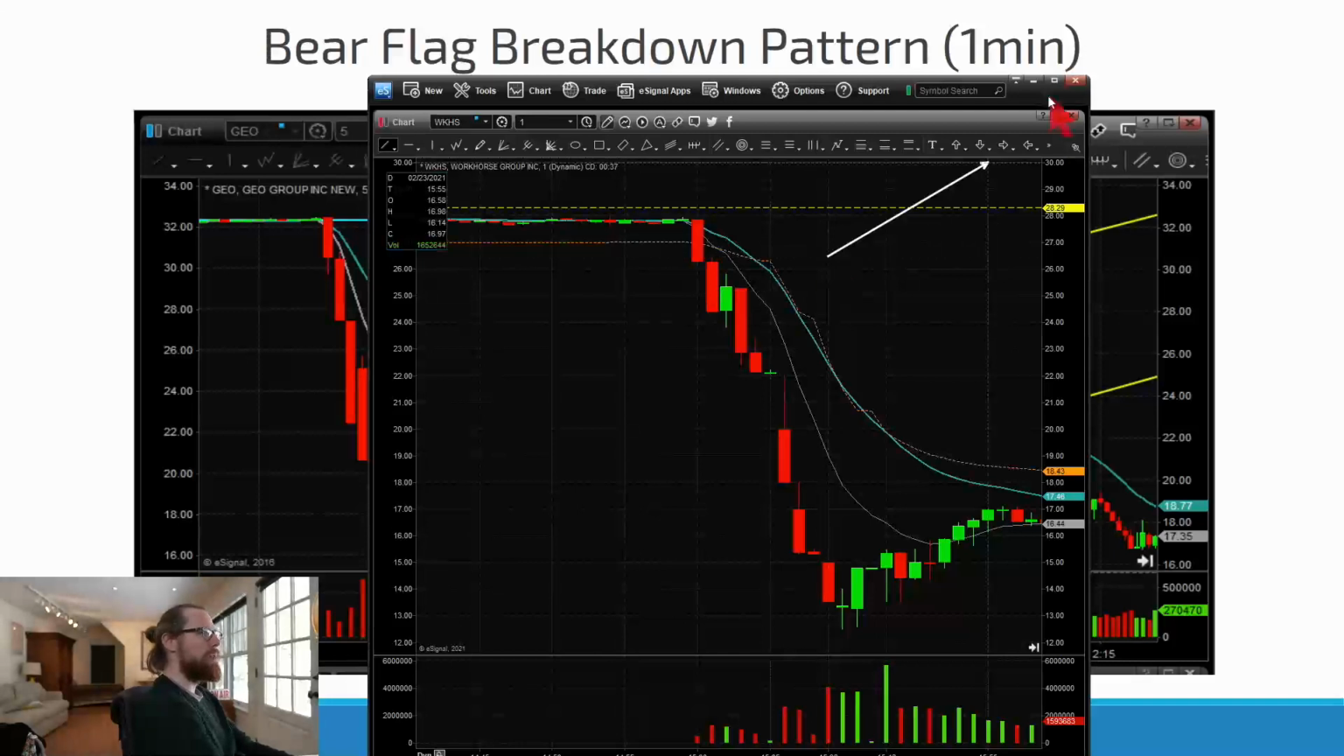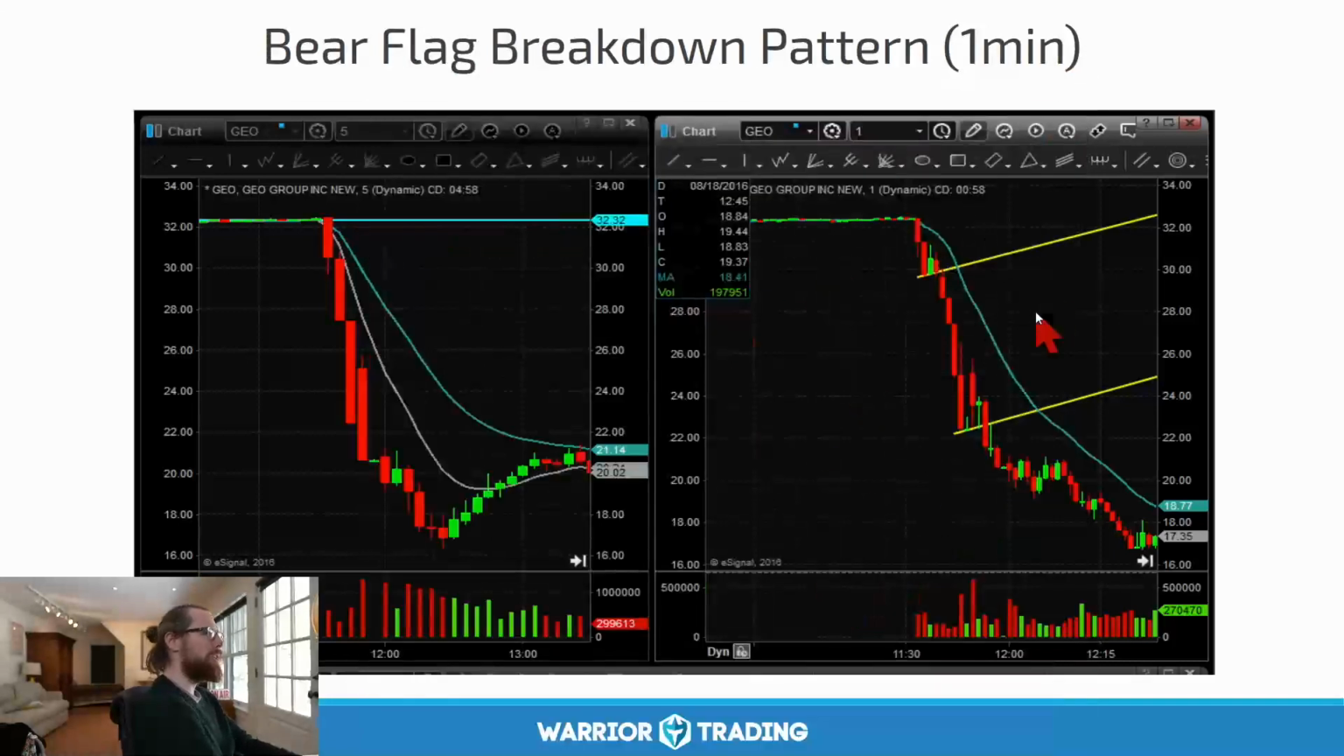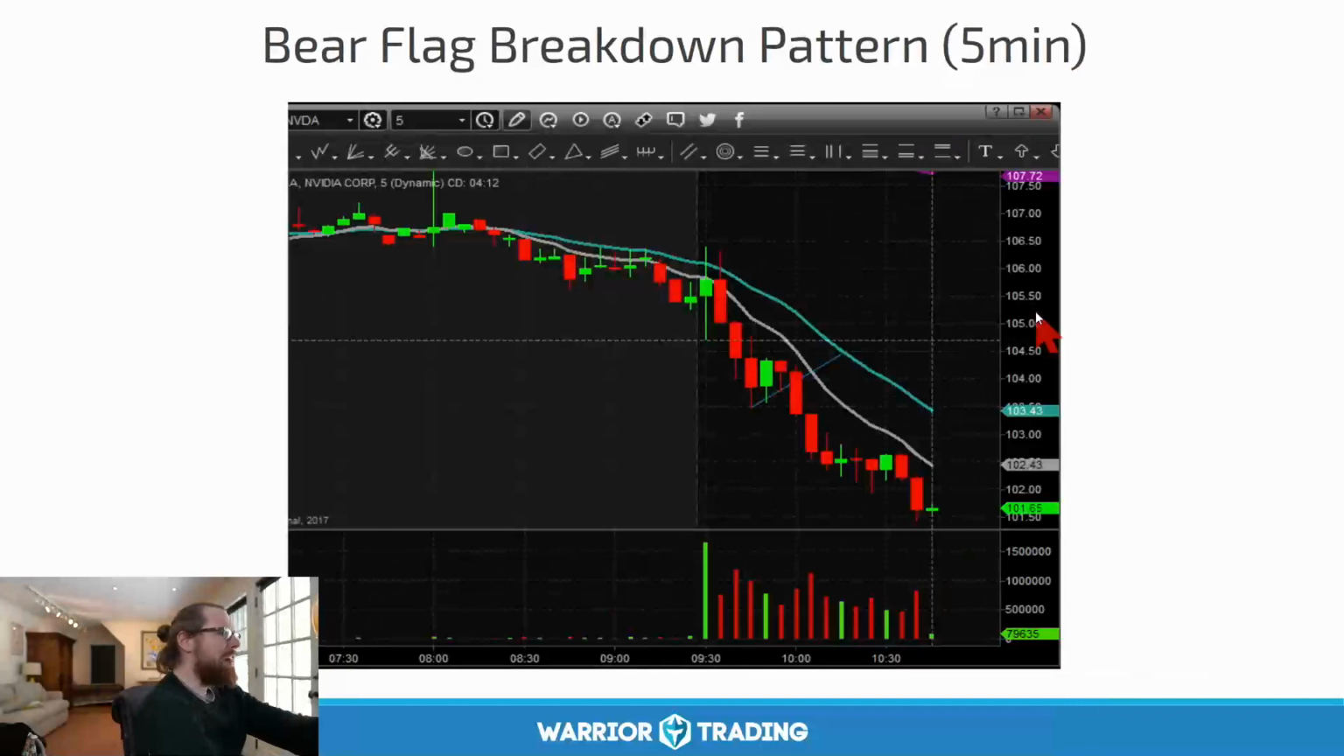All right, so let's move this back out of the way. Okay, so let's look at another example. There's a nice 5-minute bear flag on NVIDIA. So we get a sell-off here, and this is below the volume weighted average price, which would have been up here somewhere. It pulls back, it comes up to the 9 moving average. It's a clean bear flag. That's a nice clean bear flag, sell off through the low.